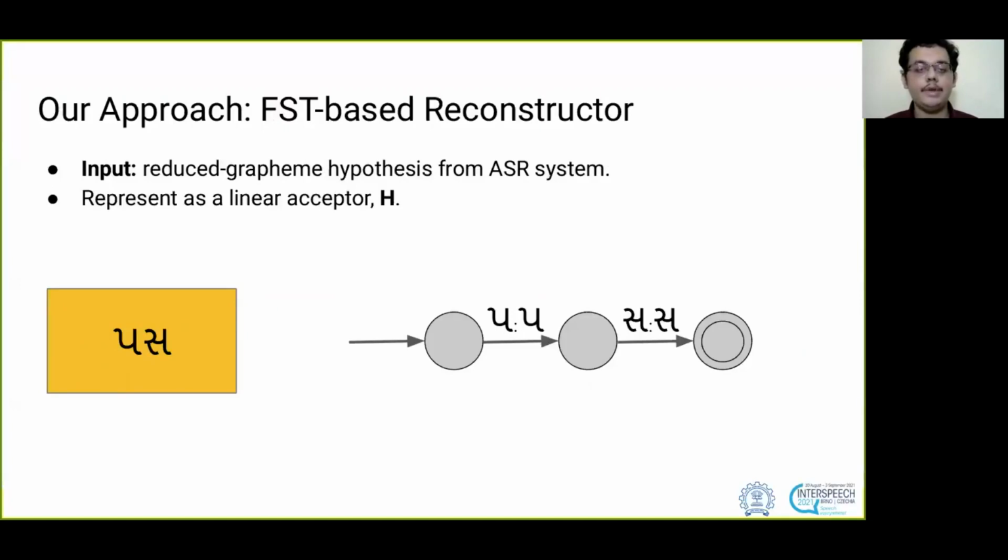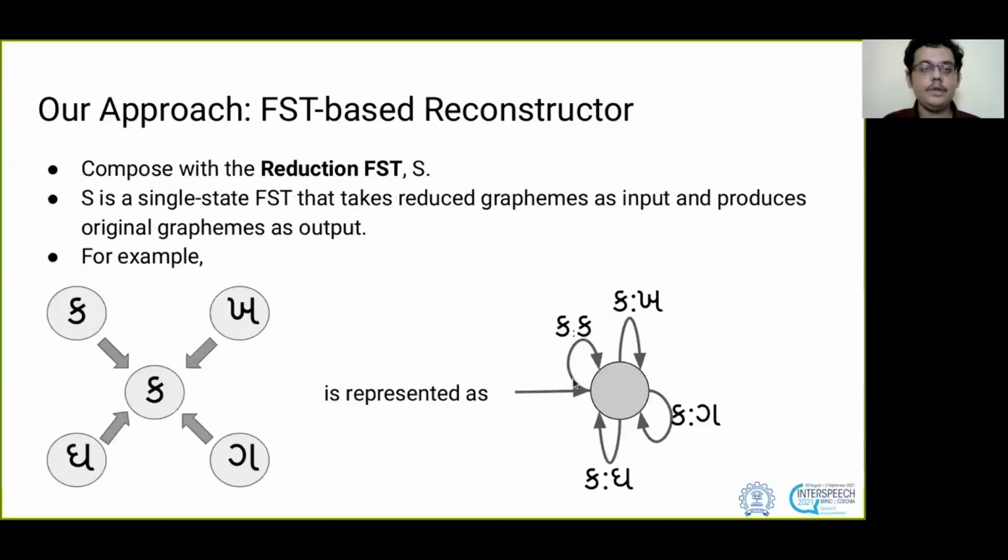In our FST-based reconstructor, the input, that is the reduced grapheme hypothesis from the speech recognition, is represented as a linear acceptor H. So, for example, persa would be represented as simply a three-state FST with the arcs per and sa. Then we compose it with the reduction FST S. S makes use of the reduction mapping. It is a single state FST. It takes reduced graphemes as input and produces the original graphemes as the output.